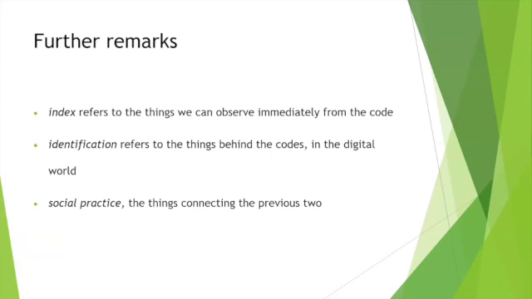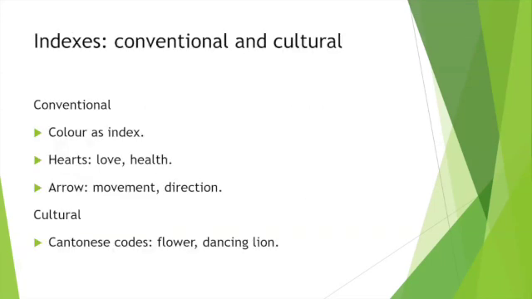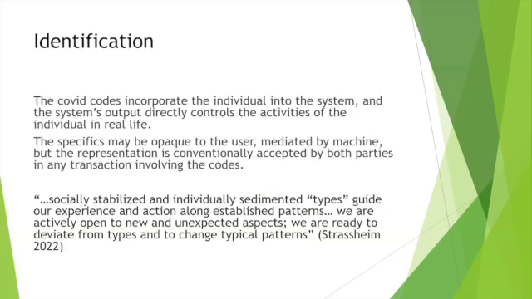So briefly, index, identification, social practice. So the indexes: color, hearts, love and health; the arrow, movement, direction; some cultural ones, like the Cantonese ones. Identification, you're incorporating your health information into the system. The system's output controls what you do, you know, in terms of movement. The specifics might be opaque. It's mediated by the machine, but it's accepted by both parties, as we see. And there's a quote by Strassheim.